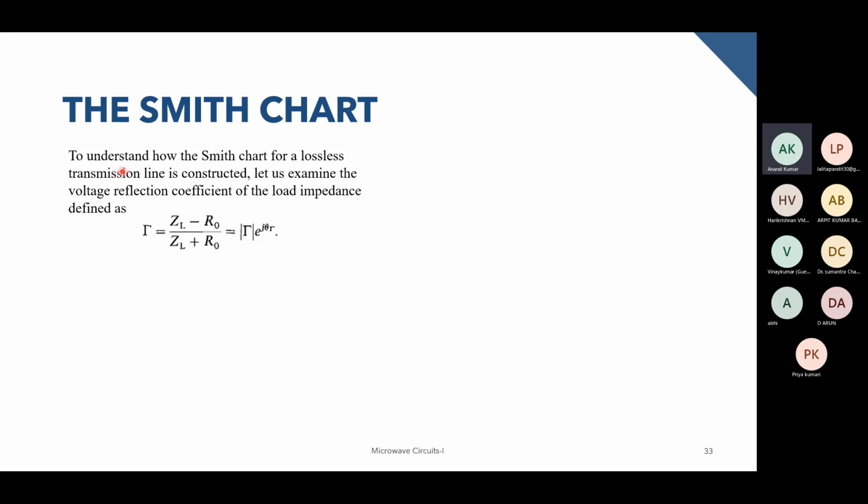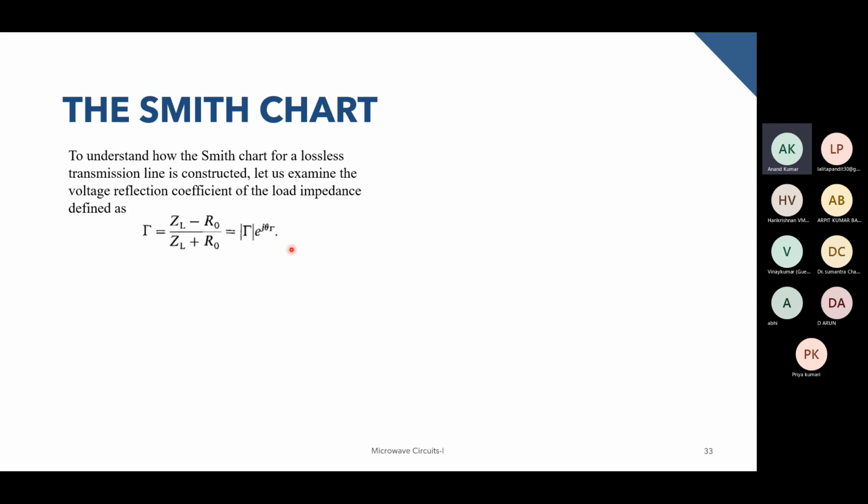So to understand the Smith chart for a lossless transmission line, again, we are considering the transmission line to be lossless. We'll have to examine the voltage reflection coefficient of the load impedance. We have already derived this particular relationship, and now we can use it.